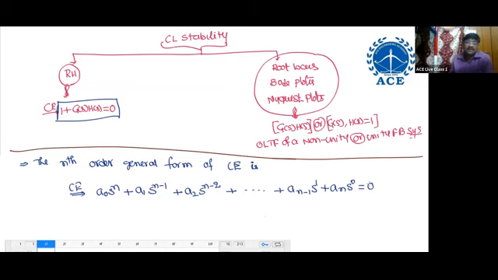Now write the Routh array. One more time you can write the characteristic equation for your convenience: A naught S power n, A1 S power n minus 1. Come on, write the Routh stability. Write the Routh array. First of all, what is the necessary condition?